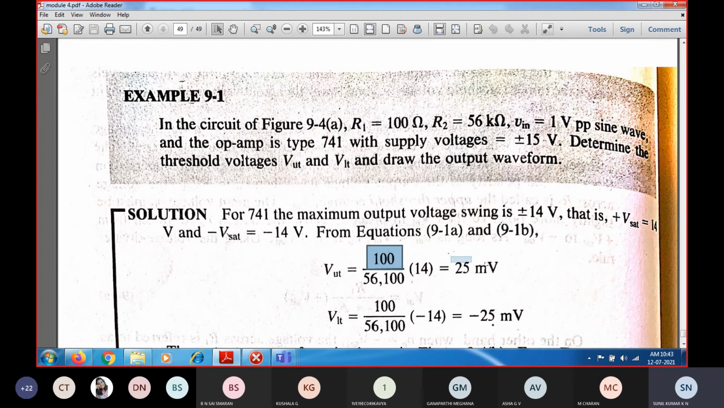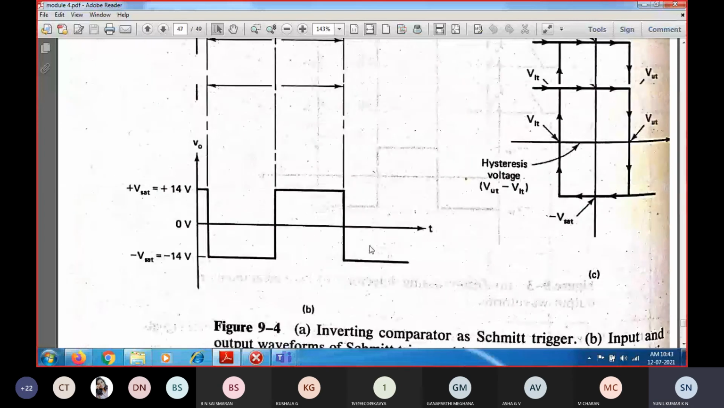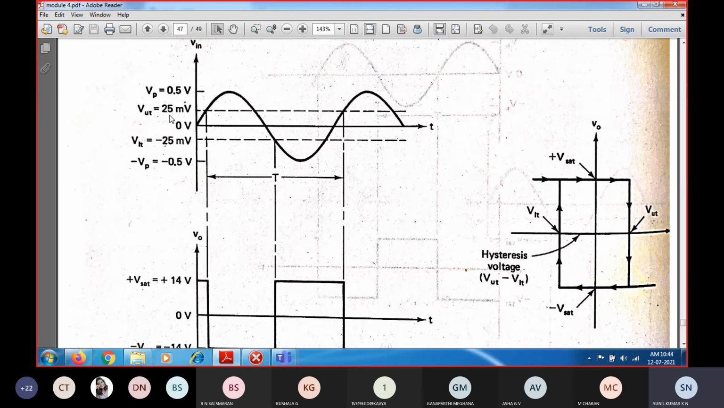So we'll be getting 25 millivolts as the upper trigger point voltage, and minus 25 millivolts is considered as the lower trigger point voltage. So this numerical is only given as an example for this circuit. So this is plus 25 millivolts and minus 25 millivolts. This is what you need to plot.